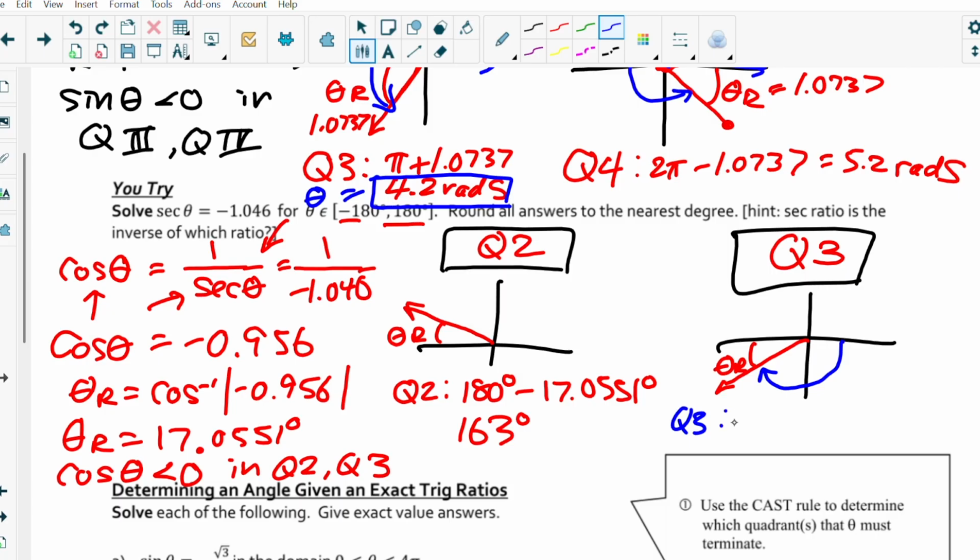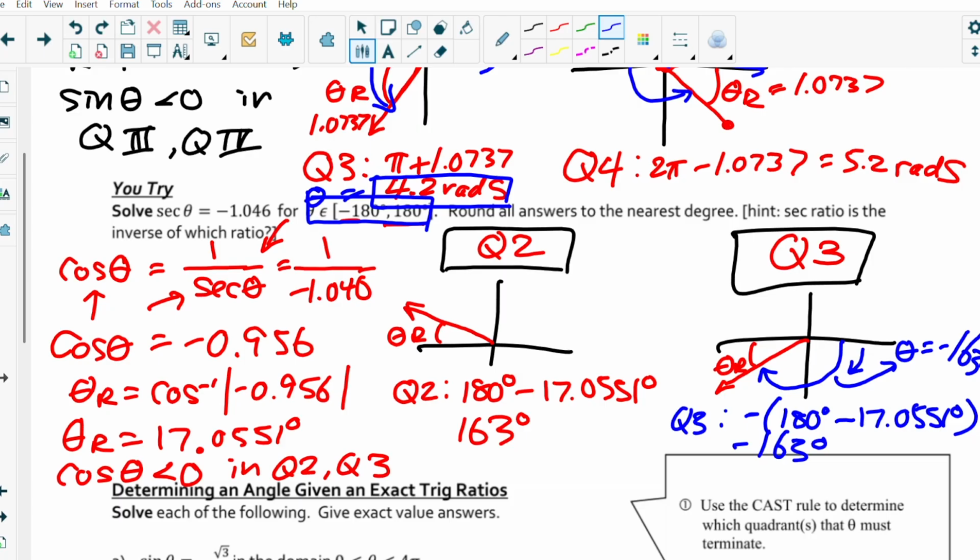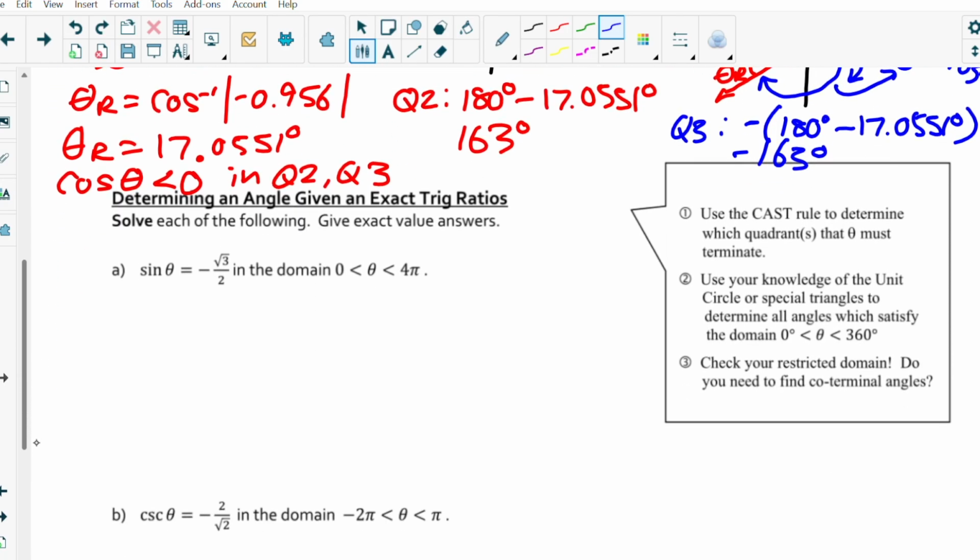So I need to think a little bit backwards. In quadrant 3, my angle is a negative value, so it's 180 degrees minus 17.0551 degrees, negative because I'm going clockwise. So that ends up being negative 163 degrees. This is a theta value of negative 163 degrees, and that fits our domain right here. And this one, 163 degrees, is my angle in standard position in quadrant 2.